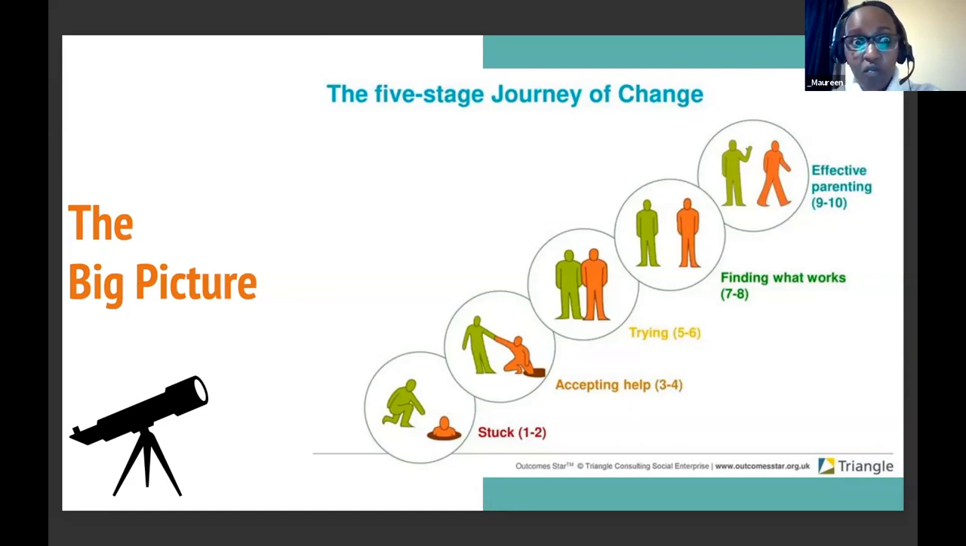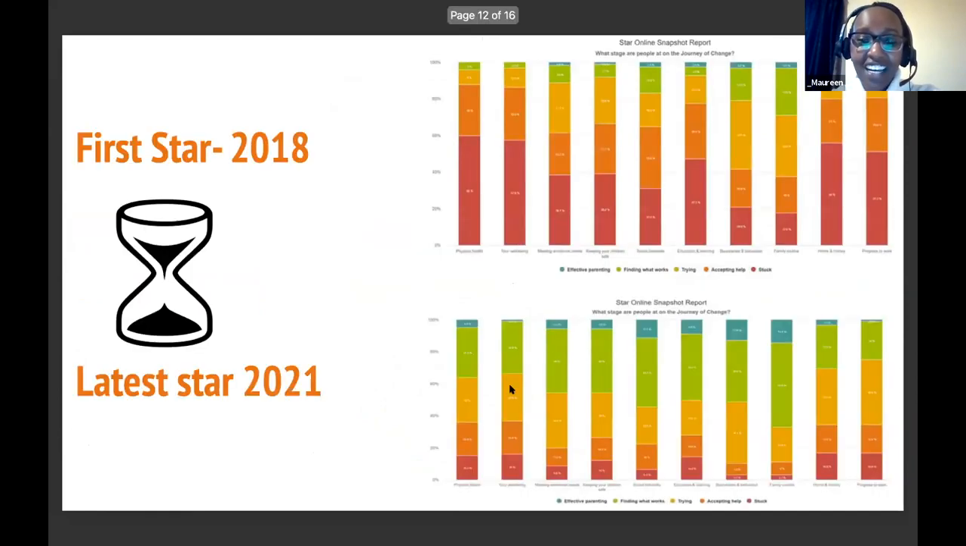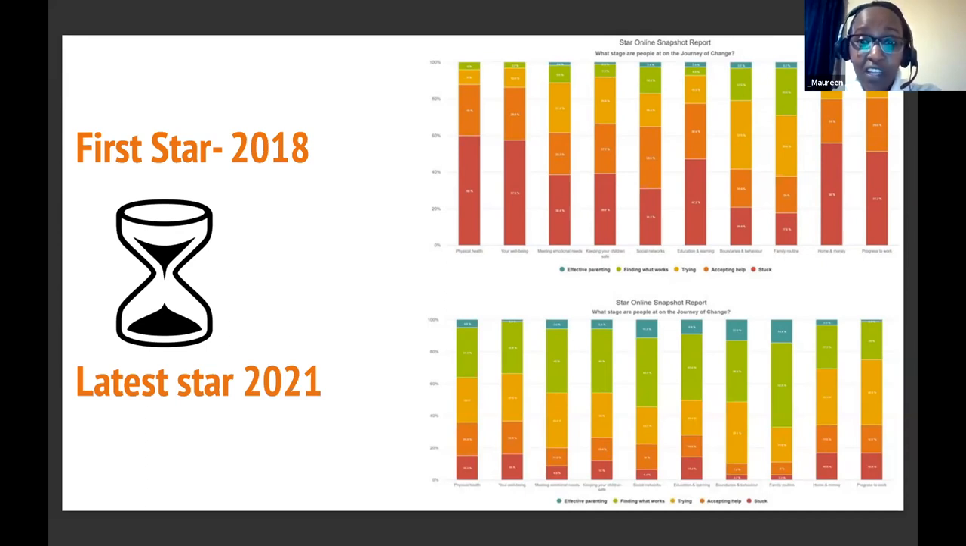So just showing the results of what we had in 2018, the baseline, if you could go to the next slide, please. So we say green is good here in Tushinde, and you'll shortly see why. If you could go to the next slide, please. So this shows the data we took in 2018, first data we took in 2018, and the latest star in 2021. So if you look at the first star, which is 2018, remember red is at the point of crisis where they are stuck. And you can see vast segments of red in different domains. And specific domains have really great reds, like a lot of red, like physical health, education and learning.